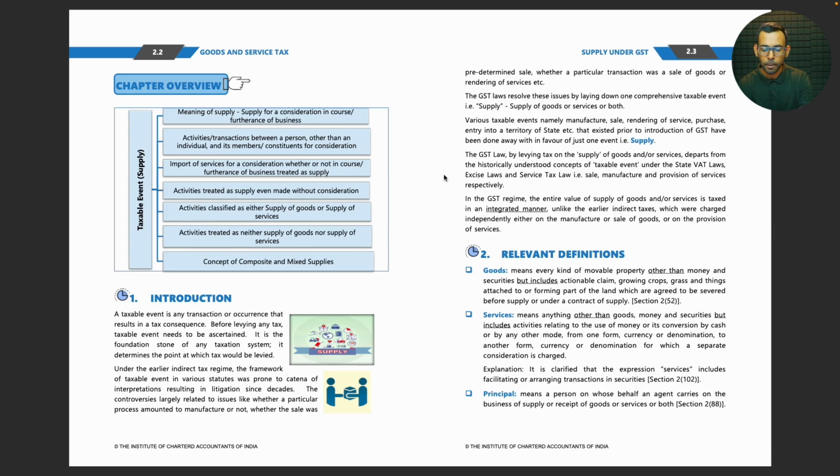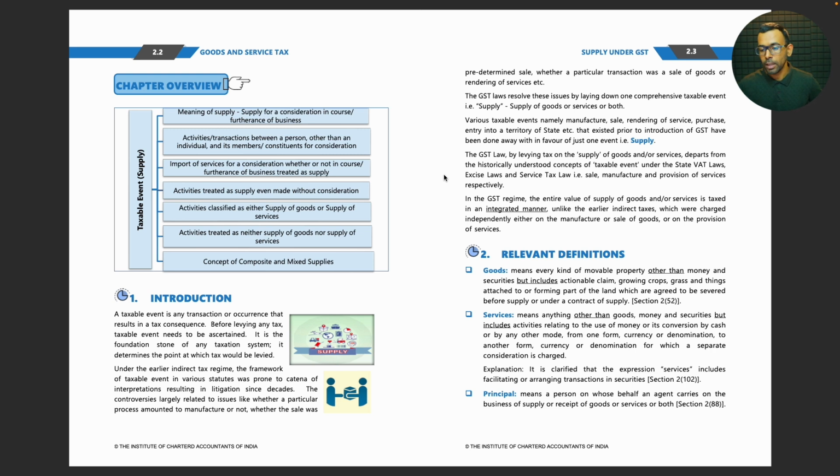Relevant definitions. Goods means every kind of movable property other than money and securities, but includes actionable claim, growing crops, grass, and things attached to or forming part of the land which are agreed to be severed before supply or under a contract of supply.